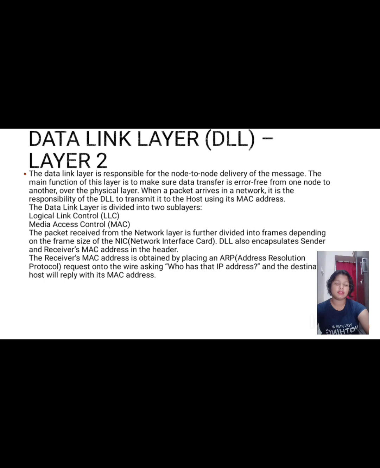The data link layer is divided into two sublayers: logical link control and media access control. The packet received from the network layer is further divided into frames depending on the frame size of the network interface card. The data link layer also encapsulates the sender's and receiver's MAC address in the header. The receiver's MAC address is obtained by placing an address resolution protocol request onto the wire asking who has that IP address, and the destination host will reply with its MAC address.